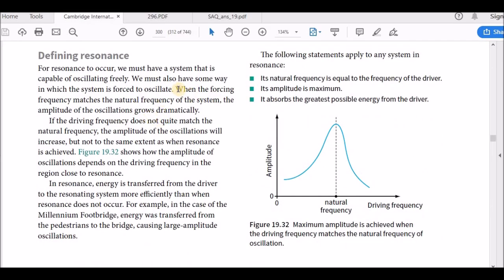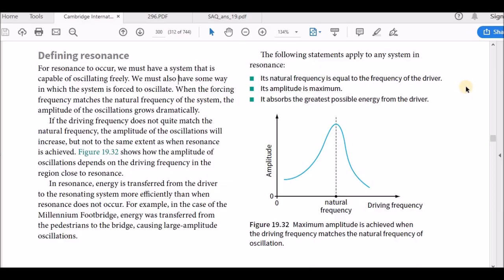Okay, so back to the chapter, we can see here, when the forcing frequency matches the natural frequency of the system, the amplitude of the oscillations grow dramatically. So this is what you should know. Here are the points again. The following statements apply to any system in resonance. Its natural frequency is equal to the frequency of the driver. Frequency of the driver means the frequency of the object that is causing it to oscillate.